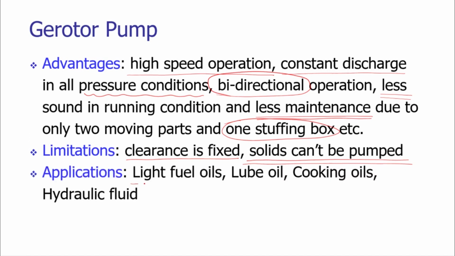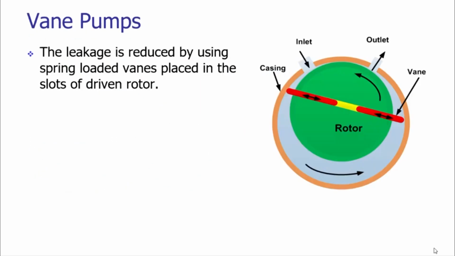The G-rotor pumps are very good for the light fuel oils or lubricating oils, cooking oils, and the hydraulic fluid itself. And to manufacture the hydraulic fluid, they are quite good. The vane pumps are designed with spring-loaded vanes which are placed in the slots of the driven rotor, and this arrangement is reducing the leakage.